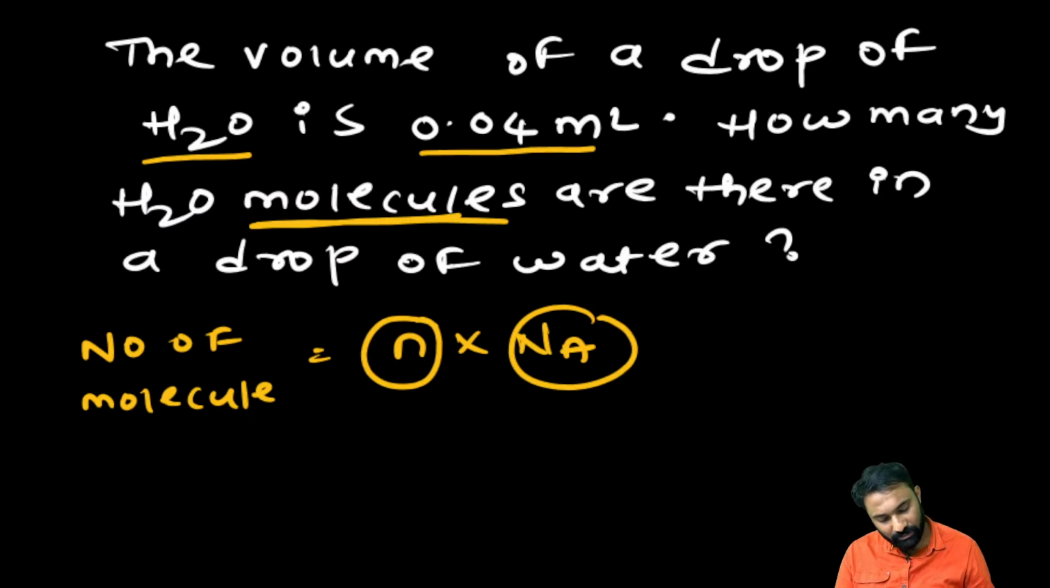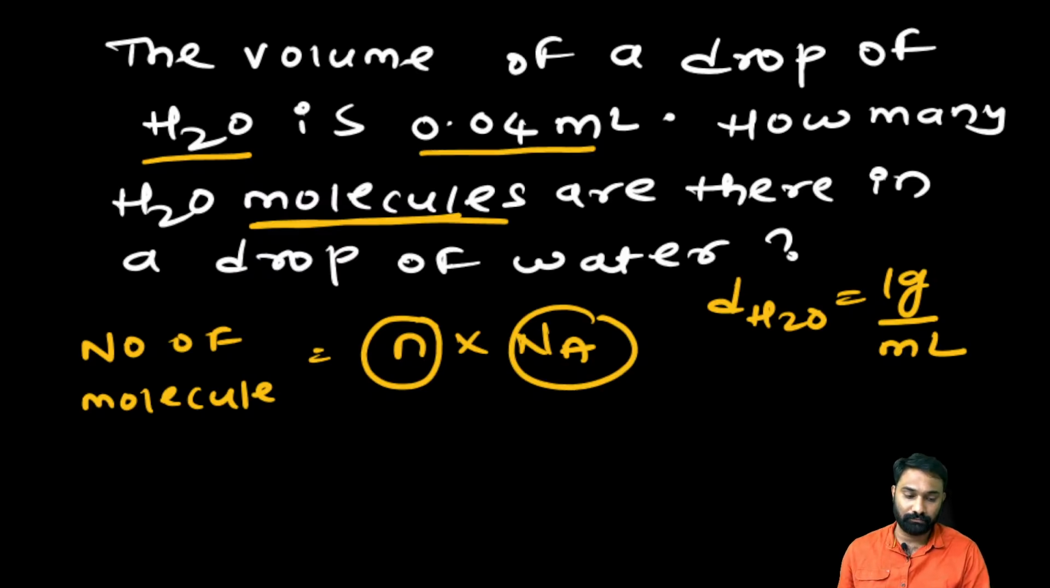Okay, if you are getting confusion, I will give you the density also. Density of H2O is 1 gram per ml. Now say me the answer. Density of the H2O is 1 gram per ml.